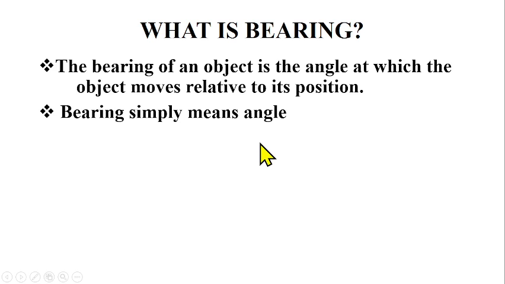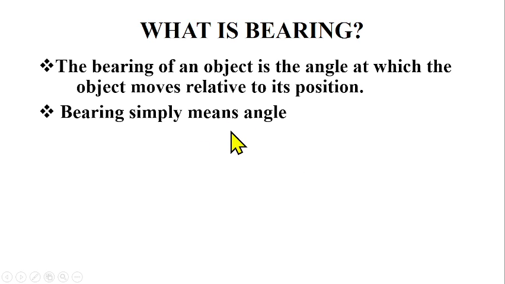Bearing simply means angle. We are looking for an angle. That is what bearing is talking about. So when we're talking about bearing, we are talking about the angle that an object or a point makes relative to its position. When you're talking about bearing, you are discussing angle. Bearing simply means angle, simple.